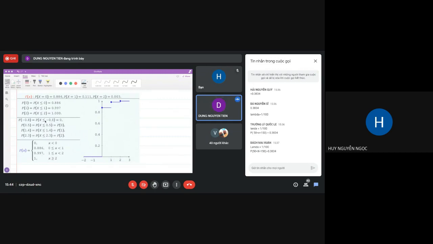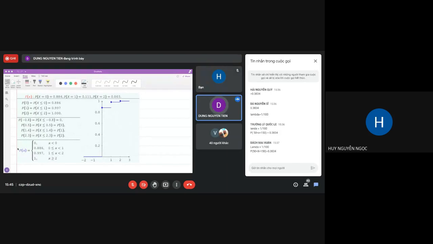X has to be greater than or equal to 0. That's why the first probability equals 0. If you want to find the probability that x is less than or equal to 0.5, then you have only one option, which is the probability that x is 0. So you get 0.886, which is f(0). And you can also use similar arguments to get the probability that x is less than or equal to 1.4 and 2.3.